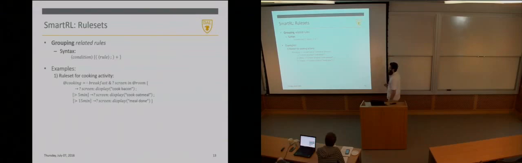So here, for instance, again, the user's current activity is cooking, and he's cooking breakfast, and there's a certain screen in the room that he's currently in. This is the same example as I showed before, but with this extra syntactic sugar. We display on the screen cook bacon, and then after 5 minutes, we update the instructions. After 10 minutes, we update it, and so on and so forth.